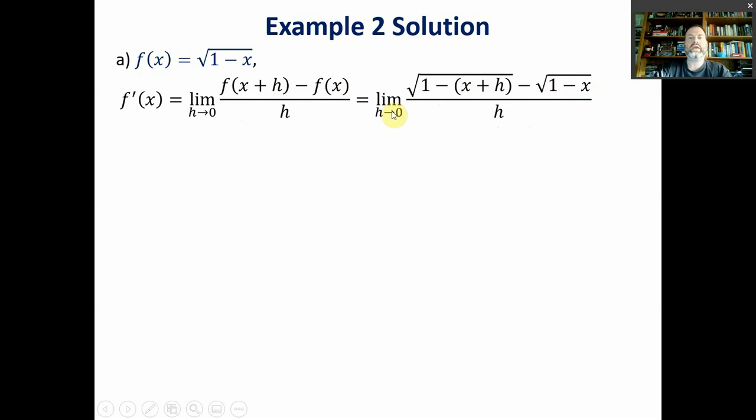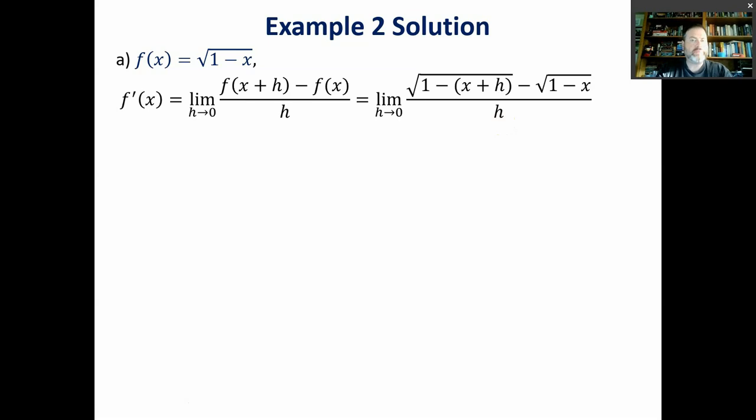And you might think, well, can't I just plug in 0? Well, what happens when you plug in 0? You get a 0 in a denominator, and it turns out you get a 0 in the numerator. That will always happen when you try to plug these in. That means we need to simplify first.